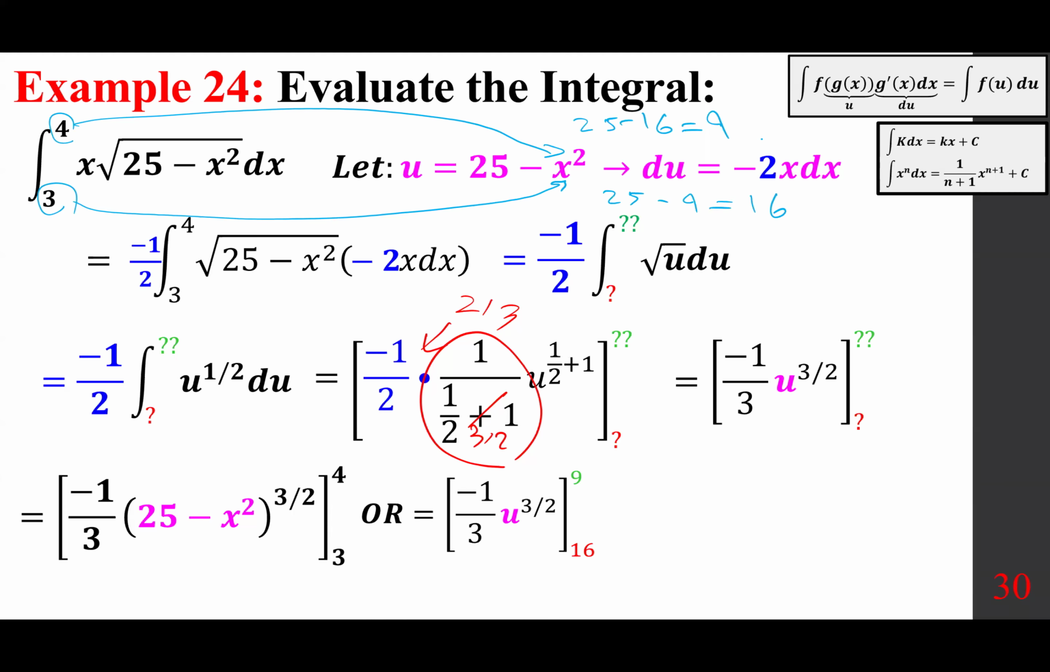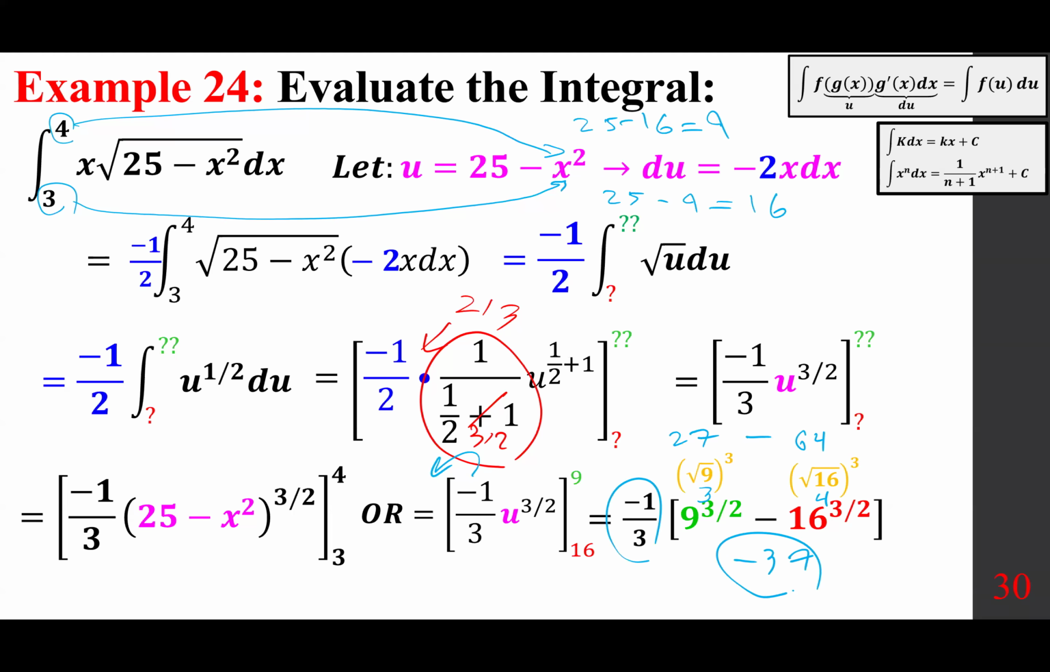Evaluate it. Take the negative 1/3 out. Plug in. And 9 to the power of 3 halves is the square root of 9, which is 3. Cubed is 27. 16 to the power of 3 halves is the square root of 16, 4. Cubed, 64. Their difference, negative 37. Their product is positive 37/3.